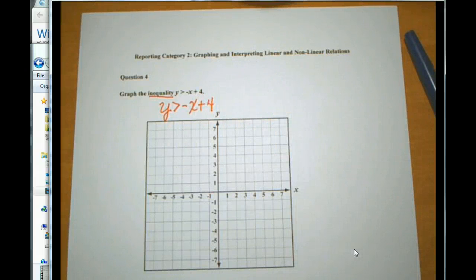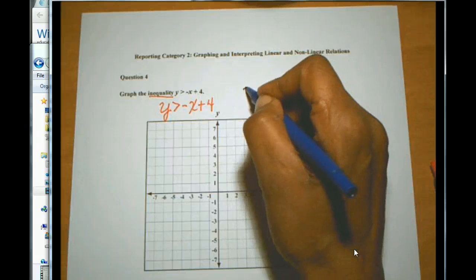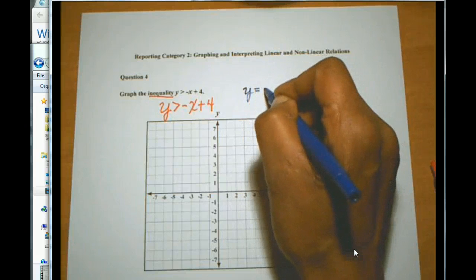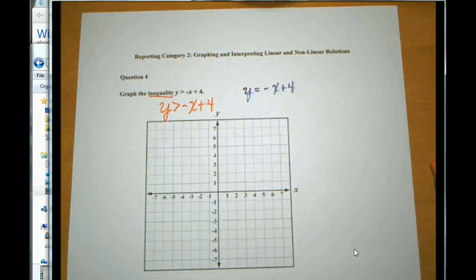We are graphing an inequality, and that means that we will have a line, and we will have some shading, either above or below the line. So I think it's easier to think about the related equality. Y is equal to the opposite of x plus 4. Let's see what that line would look like, and then we'll determine whether the line should be solid or dotted.